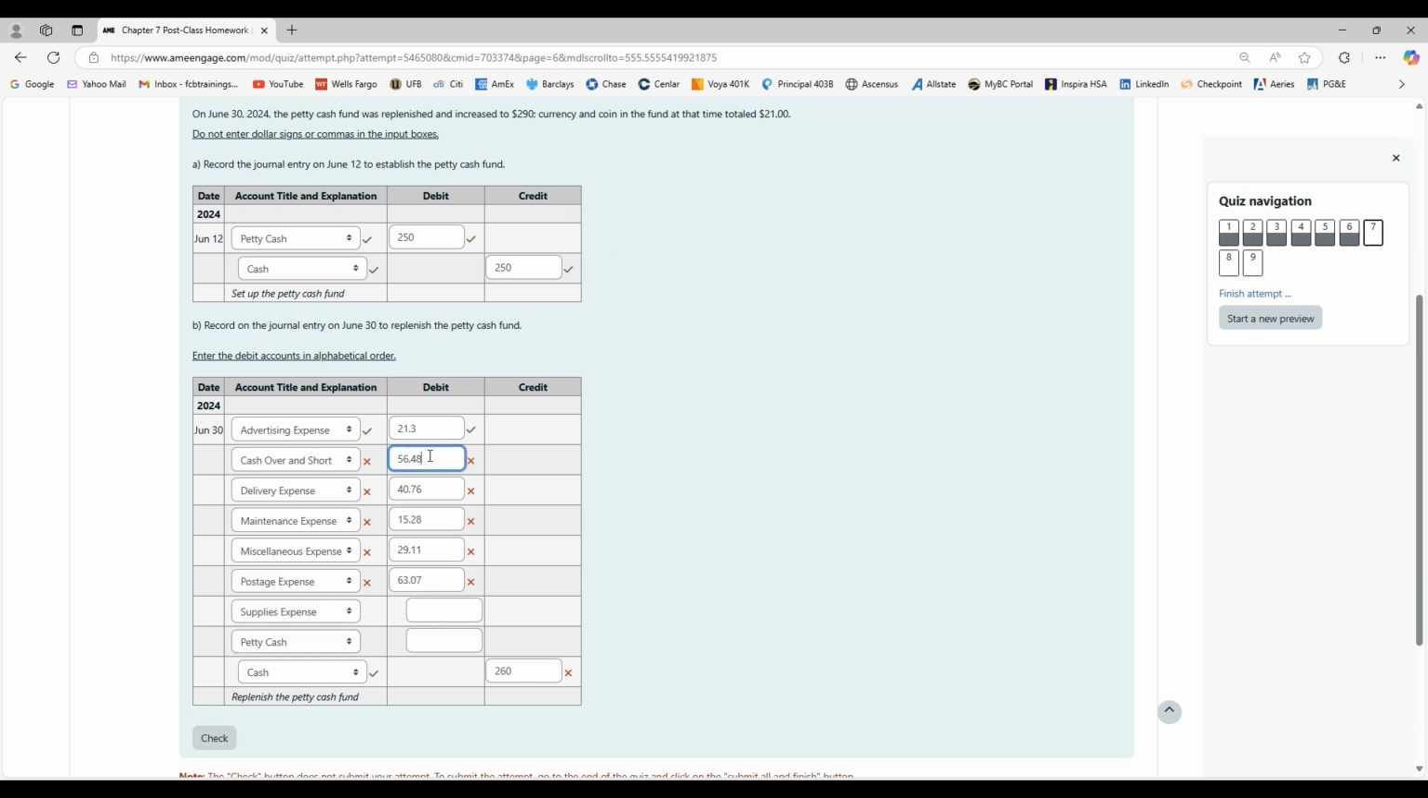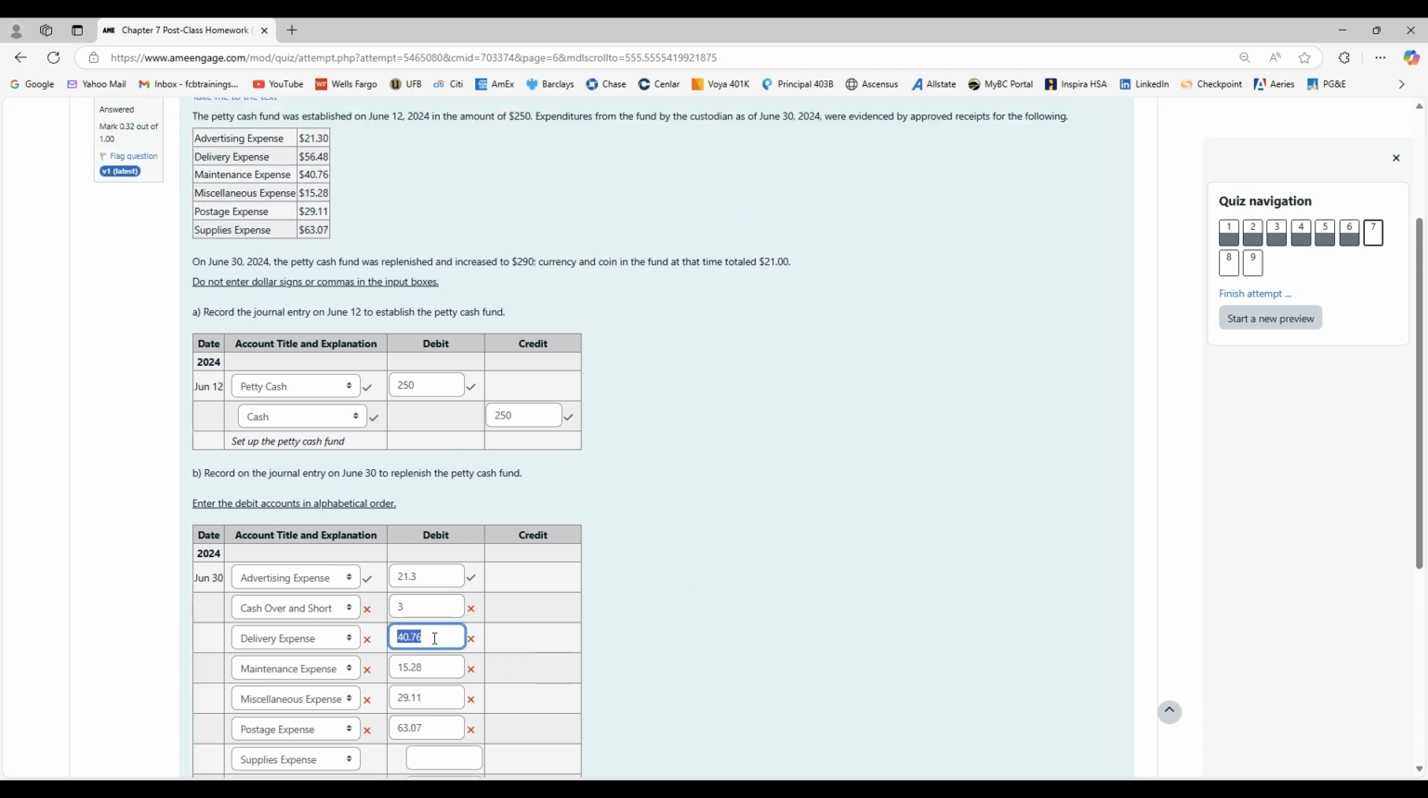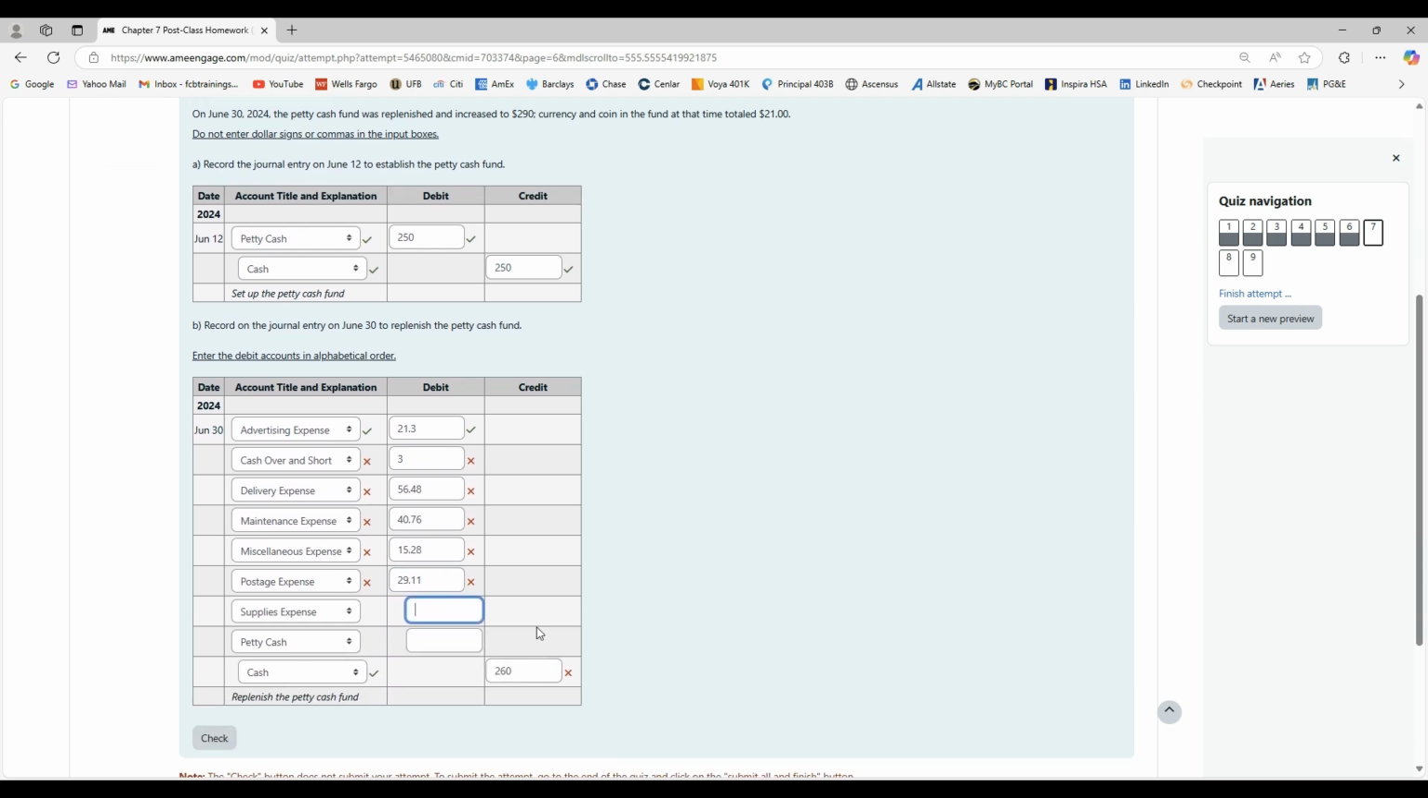So that was 3. And then we're going to go through and just, advertising's good. 56.48. So I'm just putting all these in. Did supplies expense? Oh, 63. It's weird how it looks a little off. Oh, maybe just because I didn't check it. And then petty cash is going to go up by $40 from 250 to 290.